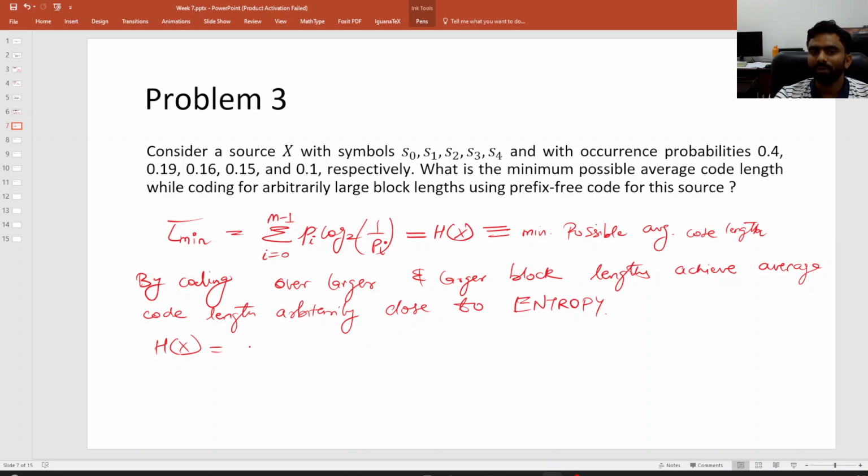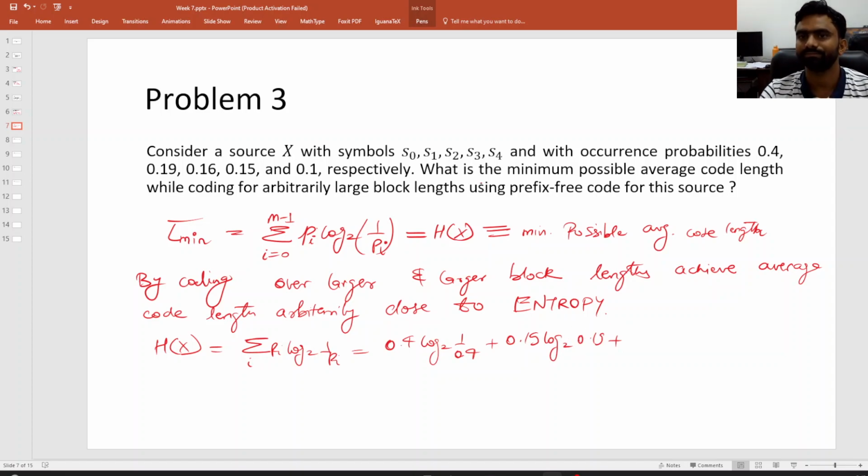So it would be sigma pi log 2 of 1 by pi, which is equal to 0.4 log 2 of 1 by 0.4 plus... just calculate with me, everyone. So tell me the answer. What is the answer? You understood the concept? What is the concept here?